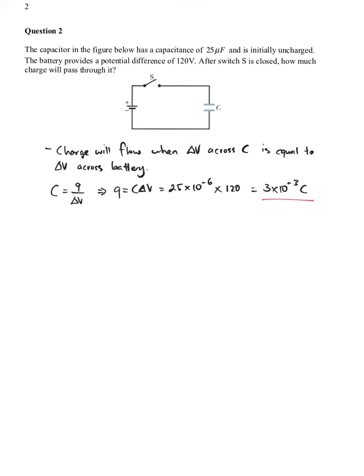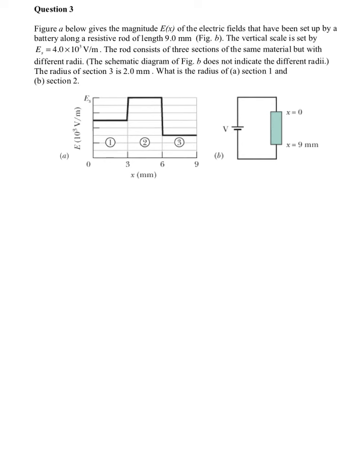Okay, so that's how a capacitor works. You basically build up charge until the potential drop across it is the same as the battery, because there are no other devices in there to drop the potential. Then we can work out the capacitance by just using this expression here. Too easy. Next question. This is an interesting question.